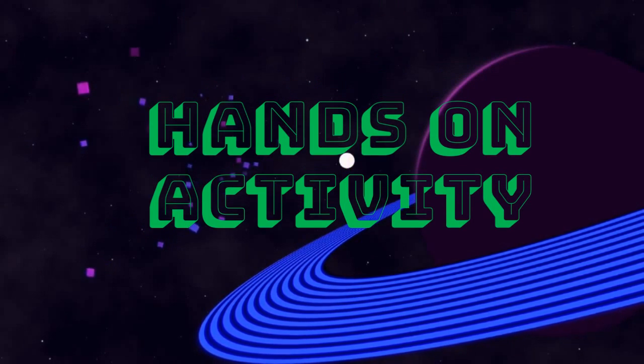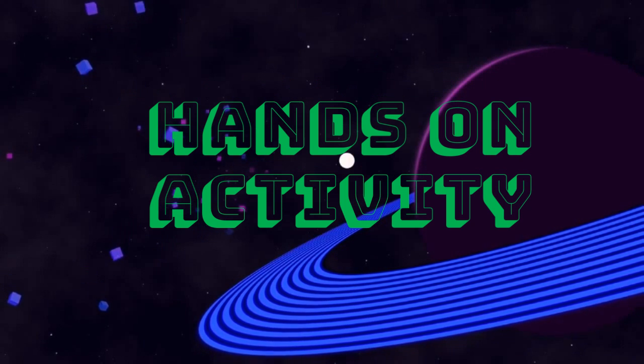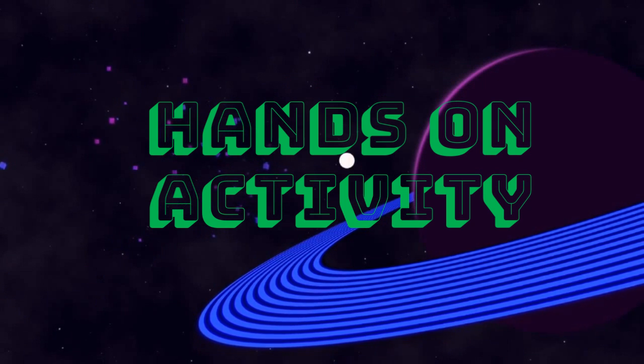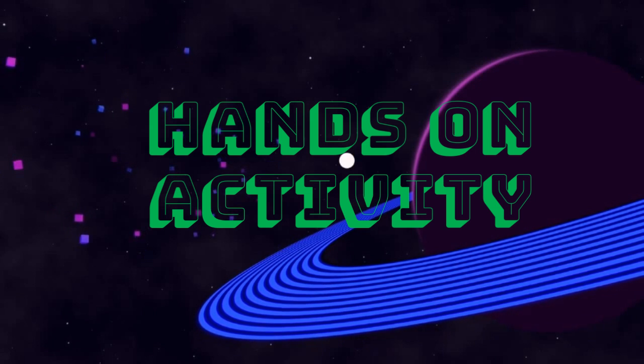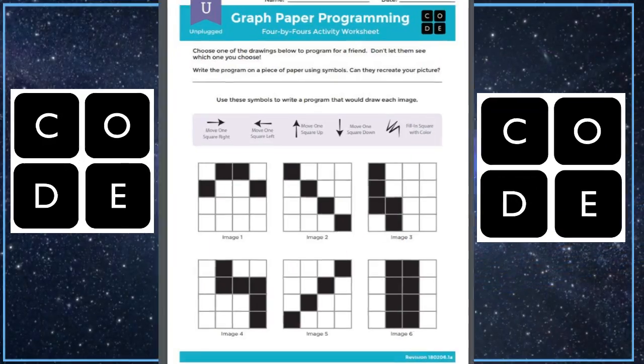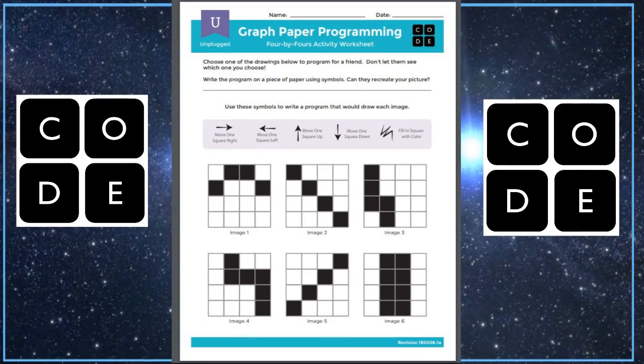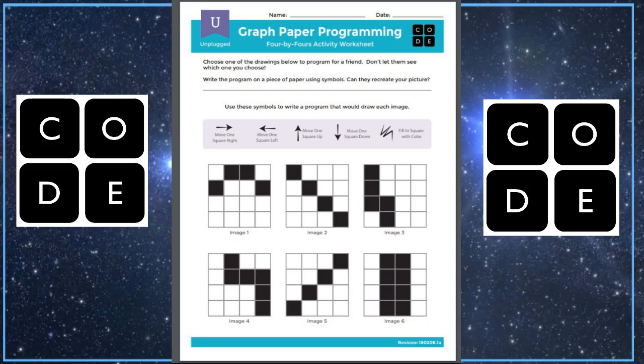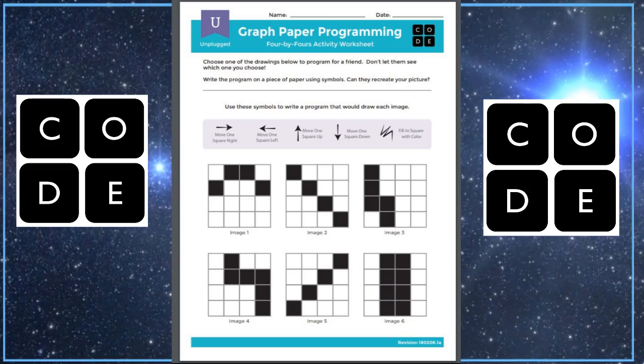In the next part of the lesson, the students will work on a hands-on activity. This activity will further provide scaffolding and help facilitate the understanding of sequencing for the Flappy Bird coding activity. Separate the students into small groups of 2 to 4 students per group and hand out the graph paper programming worksheet.